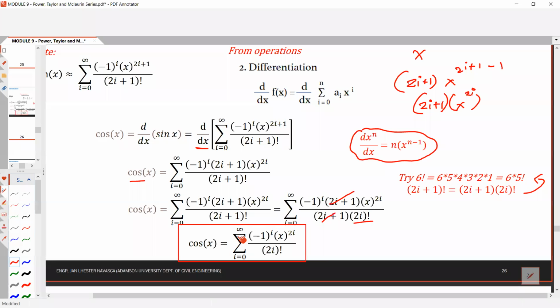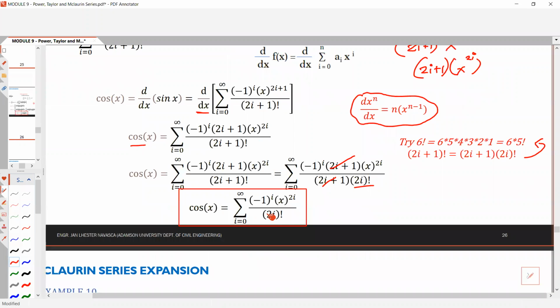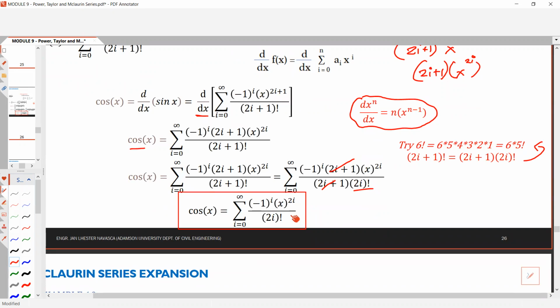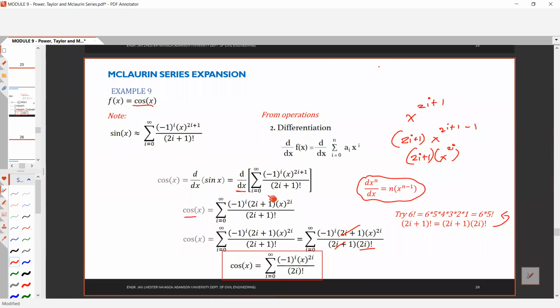So, therefore, the Maclaurin series expansion for cosine x is simply negative 1 raised to i, x raised to 2i over 2i factorial, starting from i is equals to 0 to infinity. So, that is the solution. Okay? So, ganyan lang yung mag-differentiate. The only terms that are differentiable is yung may x. Okay, take note. The only term that is differentiable is yung may x term, yung may variable na x.